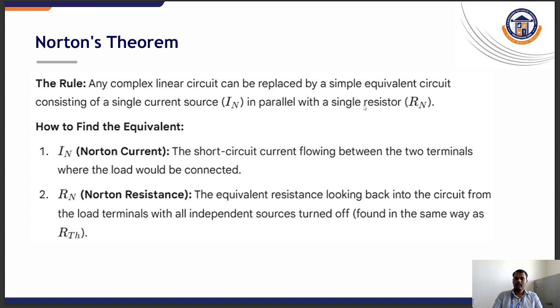How we are finding the equivalent from the complex linear circuit is we will be finding IN and RN. IN means it is Norton current and RN is Norton resistance. IN is the short circuit current flowing between two terminals where the load would be connected, and RN is the equivalent resistance looking back into the circuit from the load terminals with all independent sources turned off. So this is also similar to finding the Thevenin resistance.